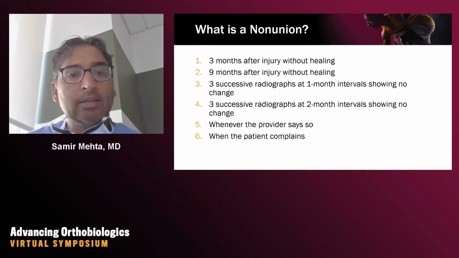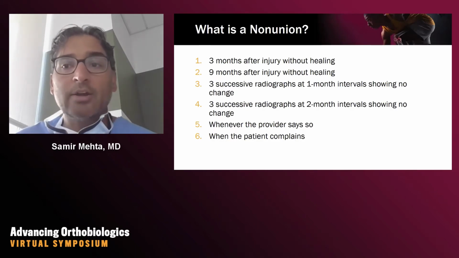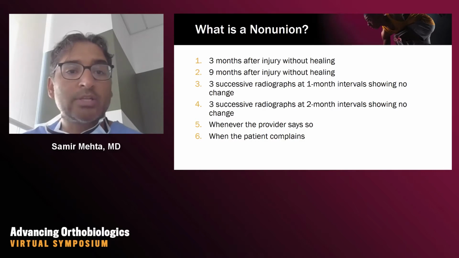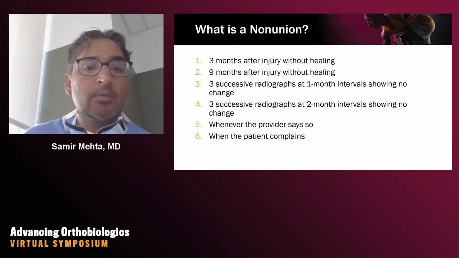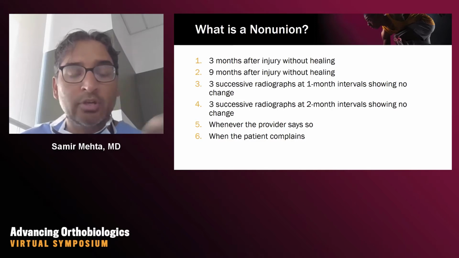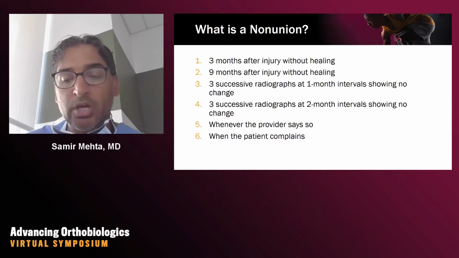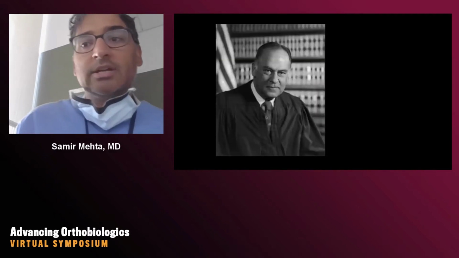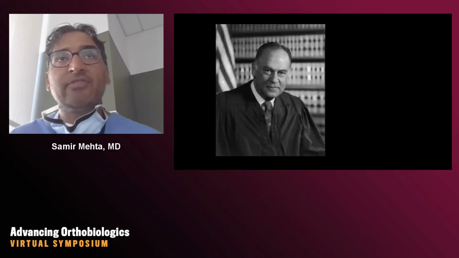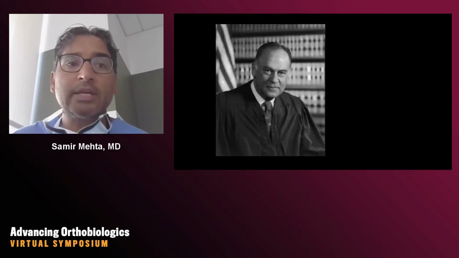And so, we talk about what's a non-union. So how do we define non-union? And there's different ways to do it. Some people say it's 3 months after an injury without healing. Some argue it's 9 months after injury. You can go through these numbers, but ultimately, when we talk about non-unions, I think about Justice Potter. Justice Potter was a Supreme Court justice who had a famous saying around the concept of pornography. He said that he doesn't know how to define it, but he knows it when he sees it.